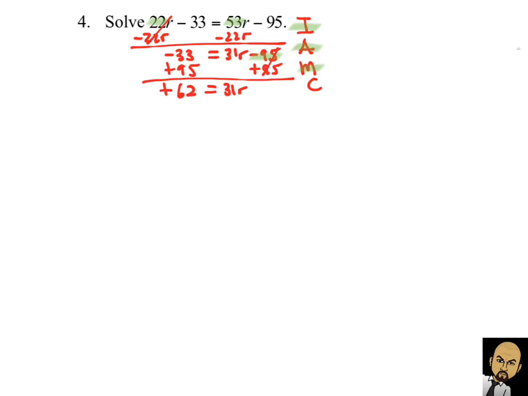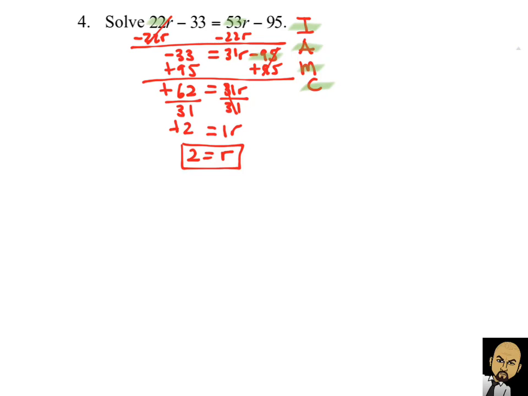Now we go to undo multiplying and dividing of a variable term. Your variable term is 31r, which means 31 times r. So how do you undo multiplying by 31? Well, you're going to divide both sides by 31. 62 divided by 31 is going to equal 2. And 31r divided by 31 is going to be 1r. So you end up with 2 equals r. And so then you want to check your solutions on your own.